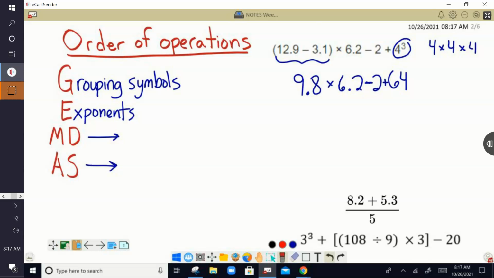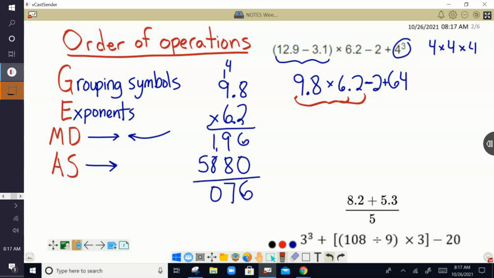Our next problem, I'm at this step, multiplying and dividing. I'm looking for any multiplication and division, and I do have multiplication right here: 9.8 times 6.2. I'm going to calculate that and find the answer. I am going to work that out up here on the board for you. So we get 60.76. Pretty sure that's correct. Hopefully I didn't make an error right there.